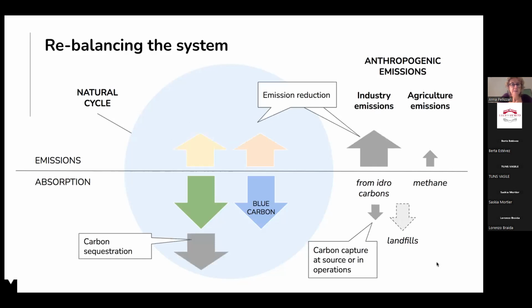So to rebalance the system, clearly there are two ways. On one side, acting on emission reductions, both in the natural cycle and particularly on industry. And on the other side, working on absorption via, for instance, carbon sequestration policies, by carbon capture at source or in operations, and without counting on landfills, which is a policy that will be eliminated. So the target is zero landfill.